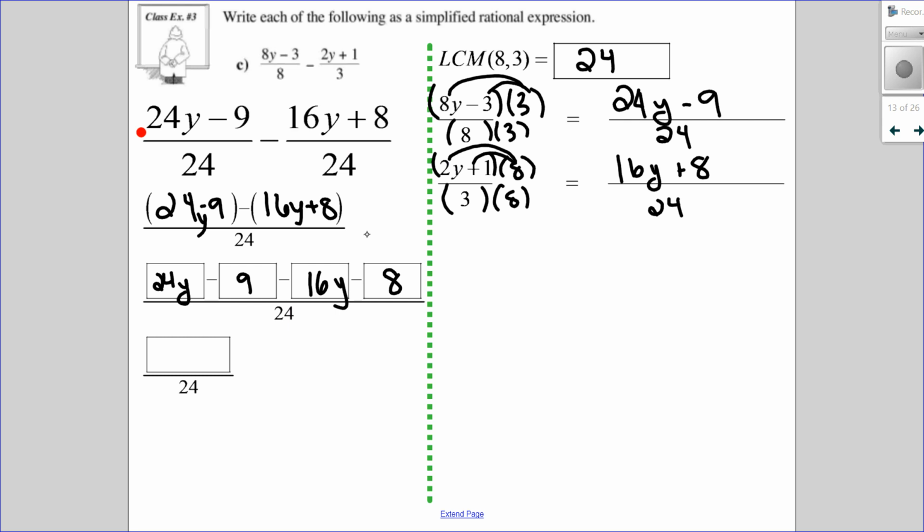So you're subtracting everything. So if I have 24 y's and I take away 16 y's, I'm left with 8y. If I have negative 9 and I take away 8, I'm left with negative 17. So that would be my final answer.